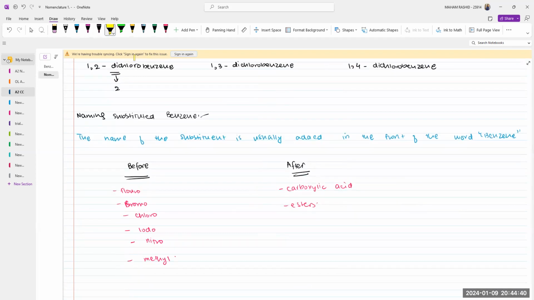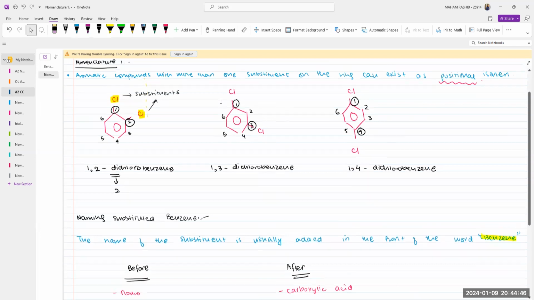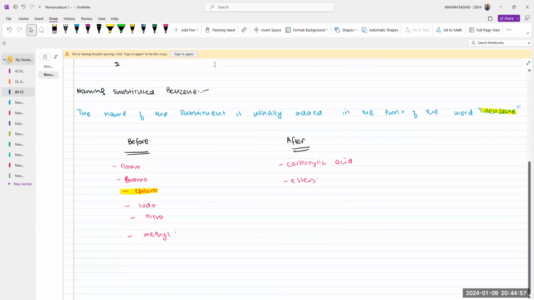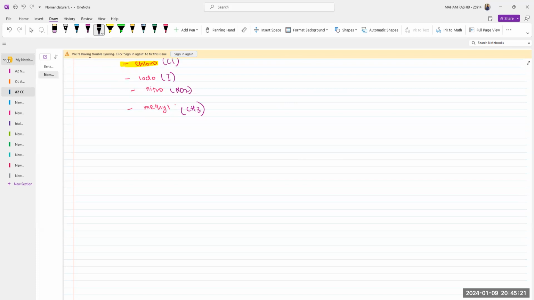When I say that chloro is the word that comes before benzene, an example of this could be these three. 1,2-dichlorobenzene. So chloro comes before benzene in all of these examples, right? This means that if I have a chlorine atom, a fluorine atom, a bromine atom, an iodine atom, a nitro group, or a methyl group for that matter, all of these substituent names are going to come before the word benzene when we're naming these. So there are a few examples that we'll be discussing.